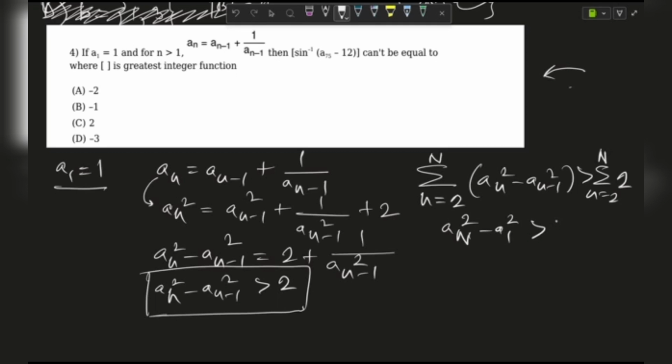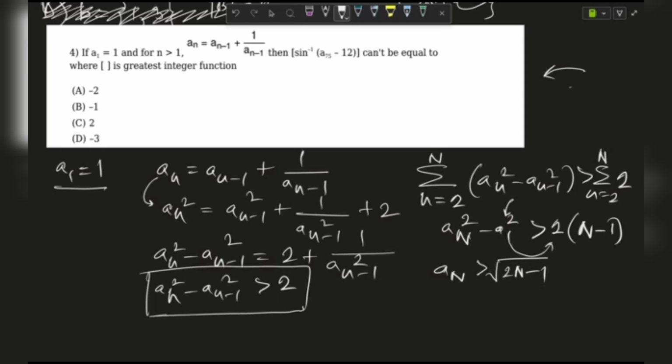So this becomes greater than your 2 times capital N minus 1, because 1 is not there and the sum will be capital N, obviously. So we have a1, we know it is 1. So I will send this thing to the RHS. So basically our an square will be 2n minus 2 plus 1, which is 2n minus 1. So an is basically greater than root of 2n minus 1.